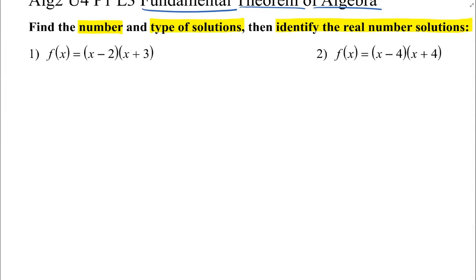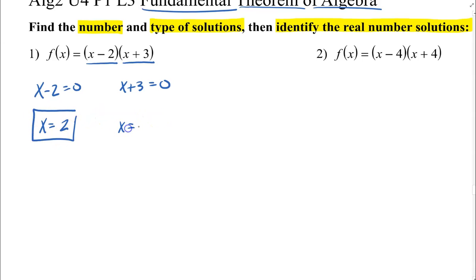Now in these first two examples, we've actually been very generous here. These are pretty straightforward. The problems have already been factored, so I see one factor here and one factor here, and traditionally we would set each factor equal to 0. So when does x minus 2 equal 0, and when does x plus 3 equal 0? Well, this tells me that there's a solution at positive 2. There's a solution at negative 3. And those are both real number solutions, so we've now actually taken care of this third part here. We've identified the real number solutions.